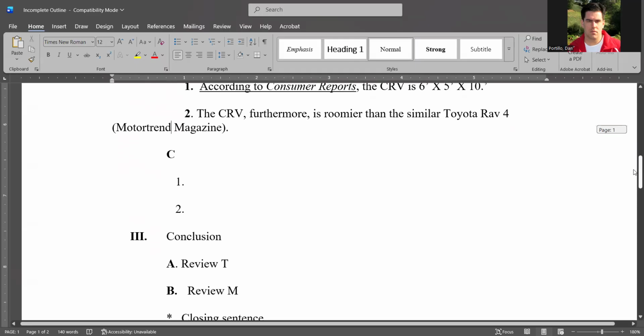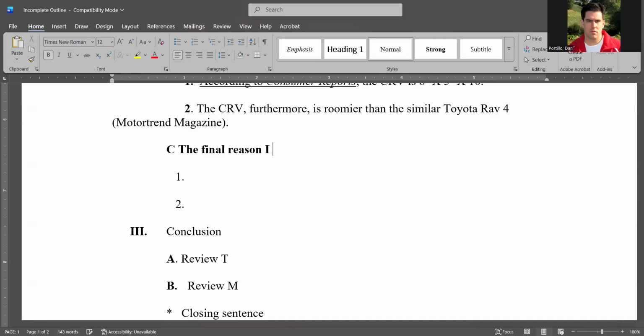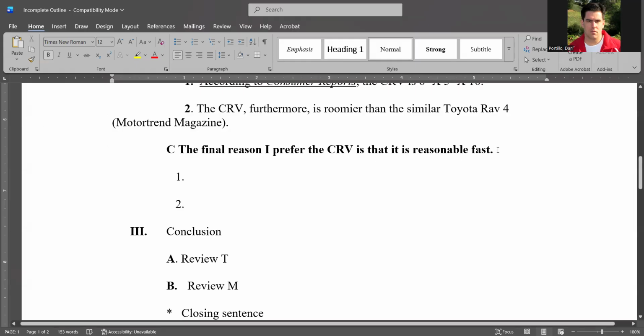So since it's my last one, it's a good idea to make that clear and say the final reason. Sorry, I just went to bold, I'll fix that. I prefer the CRV is that it is reasonably fast. So I'll get rid of that bold.